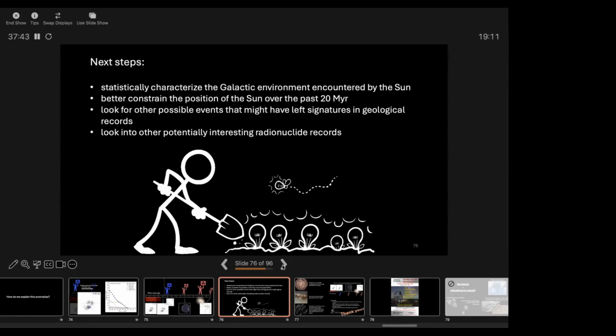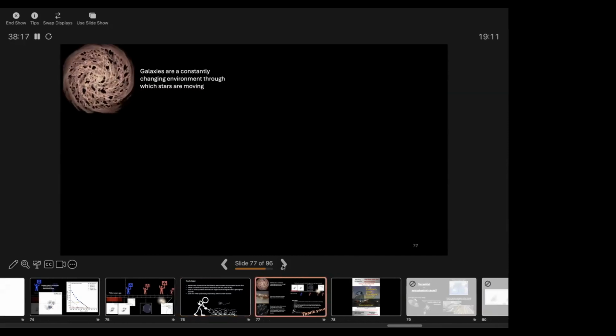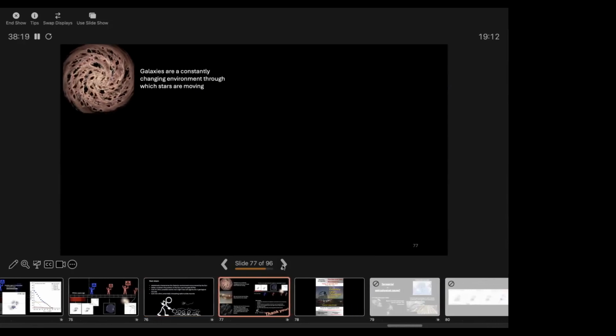Then we want to better constrain the position of the sun over the past 20 megayears. So redo the study that I showed you before with the upcoming data that will be released soon. And then also to look for other possible signatures in geological records with which we can explain and see if there are any other connections between geology and astronomy, and also looking in other radionuclide records.